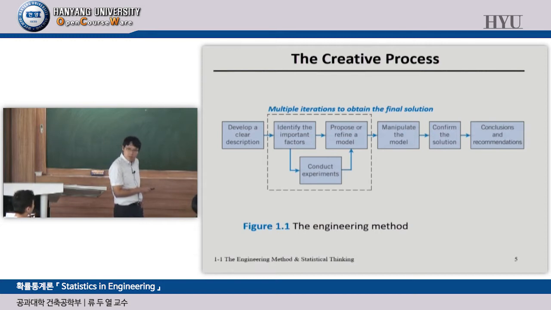And normally these three steps require multiple iterations to obtain the final solution. We have to manipulate the model, and we can confirm the solution based on this model by performing additional experiments. And after the confirmation, we can draw conclusions and recommendations. That is how we have the engineering method. And this is the general sequence of the engineering method to create a product.